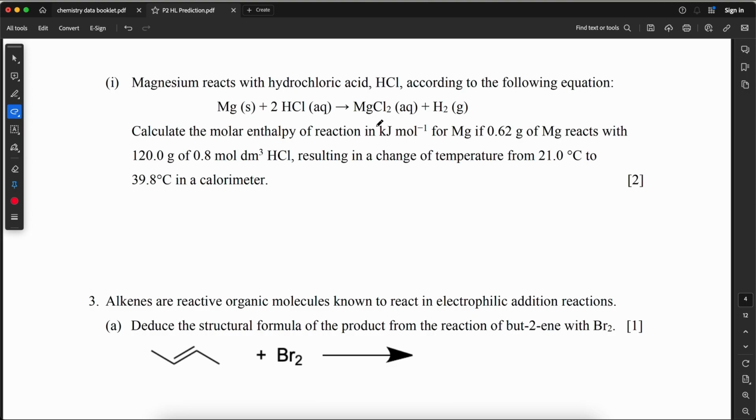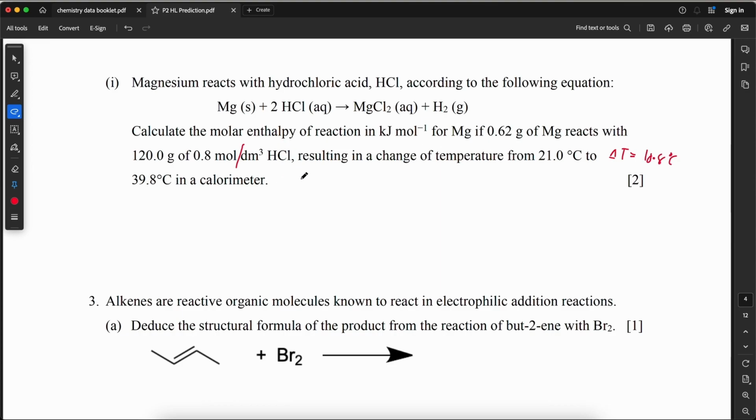Magnesium reacts with hydrochloric acid, HCl, according to the following equation. Calculate the molar enthalpy of reaction in kilojoule per mole for Mg if 0.62 gram of Mg reacts with 120 gram of 0.8 mole per decimeter cube HCl, resulting in a change in temperature from 21 degrees Celsius to 38.9 degrees Celsius. So delta T will be 18.8 degrees Celsius.